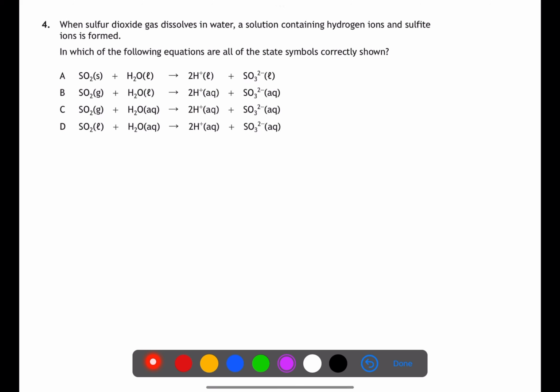For question 4, we have sulfur dioxide gas. This means that we need a state symbol of G. Therefore, we can eliminate both A and D. It states that this is then dissolved in water. Water is a liquid, so should have a state symbol of L. This means that we can eliminate C, and therefore B will be the answer.